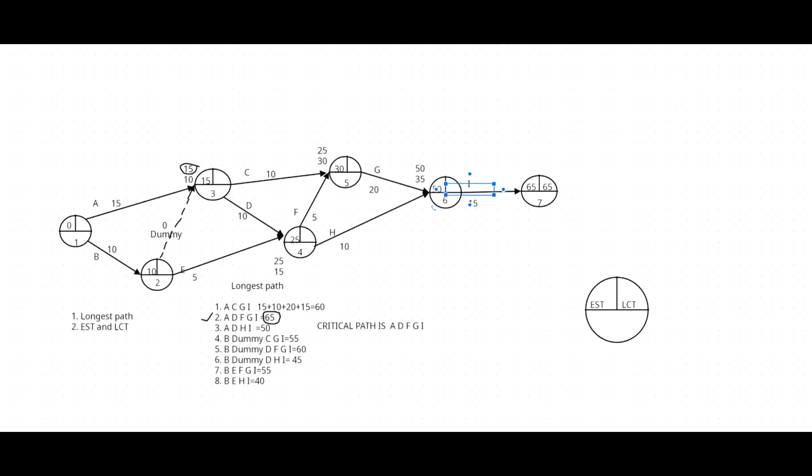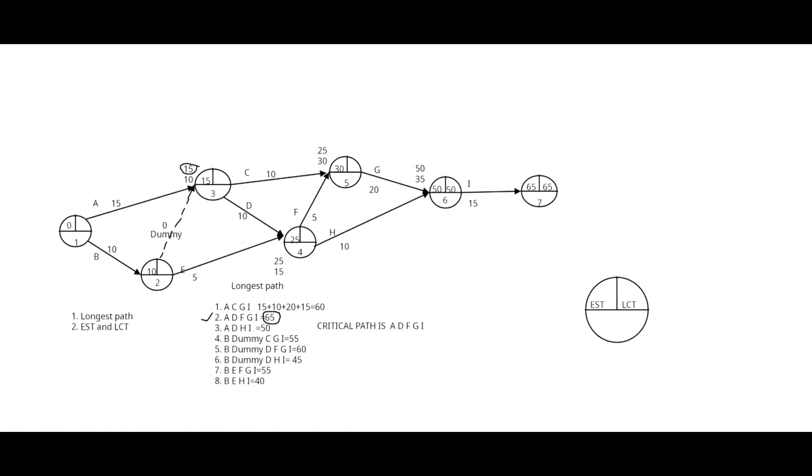Then 50 minus 20, fifth event. Now, when you calculate the latest completion time, you need to subtract the activity duration. When you calculate the earliest starting time, you need to add the activity duration. Latest completion time, subtract.